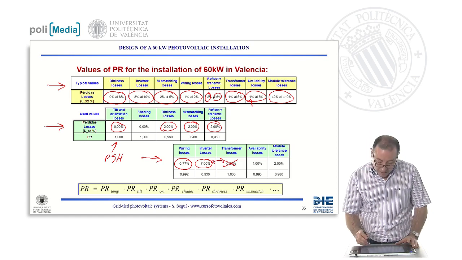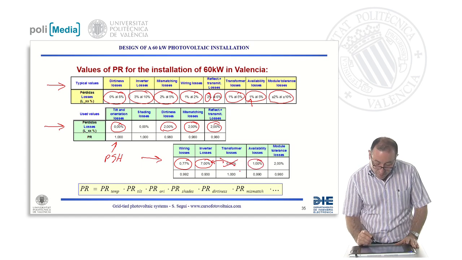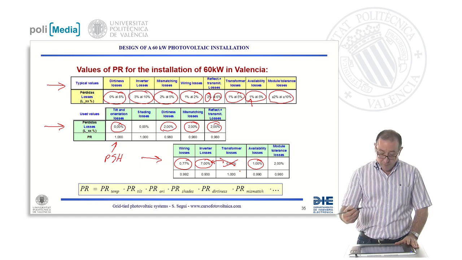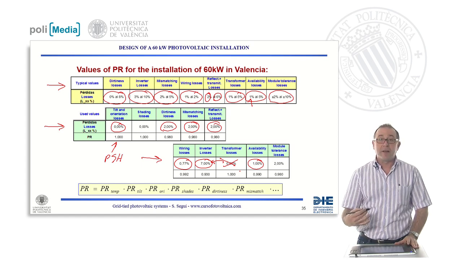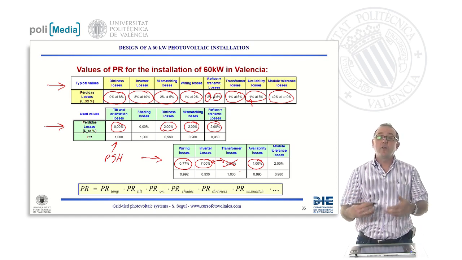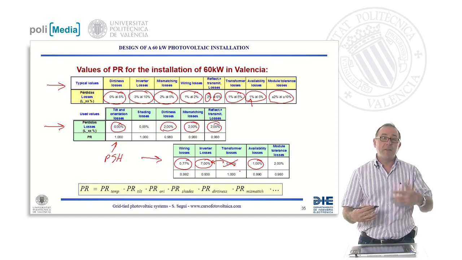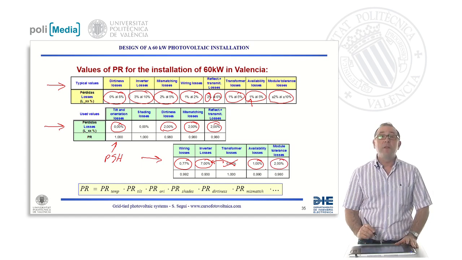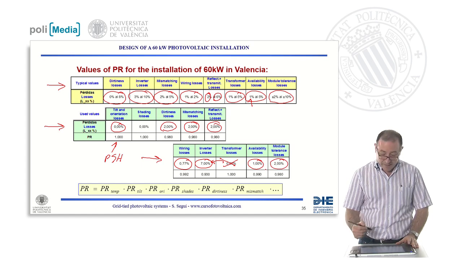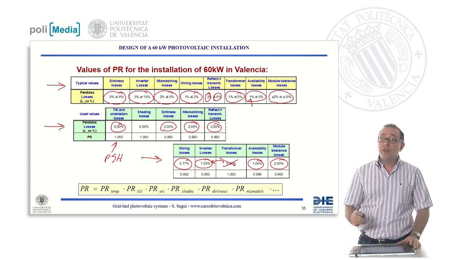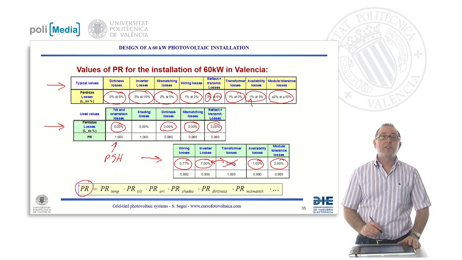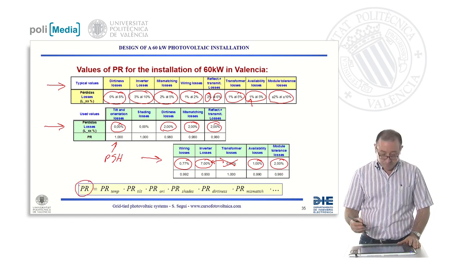About availability losses, we are using 1%, and we are also including the tolerance of the module in the negative part. We are assuming that we are going to have a little less power than the rated power for the module. So we are including the minimum value of the tolerance, the negative one, and all these factors appear in the calculation of the performance ratio of this installation.